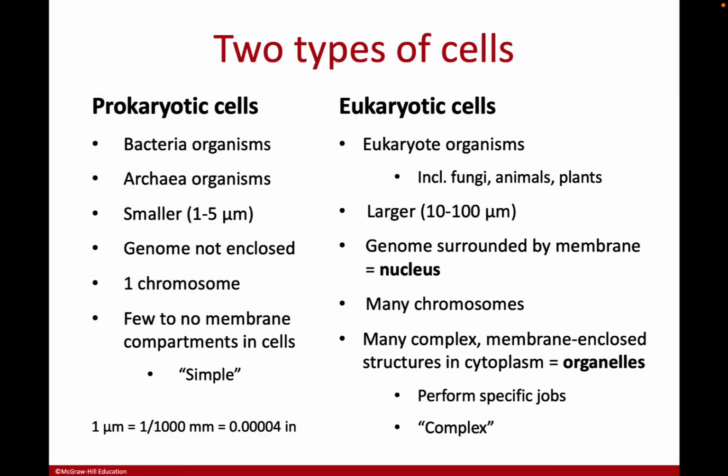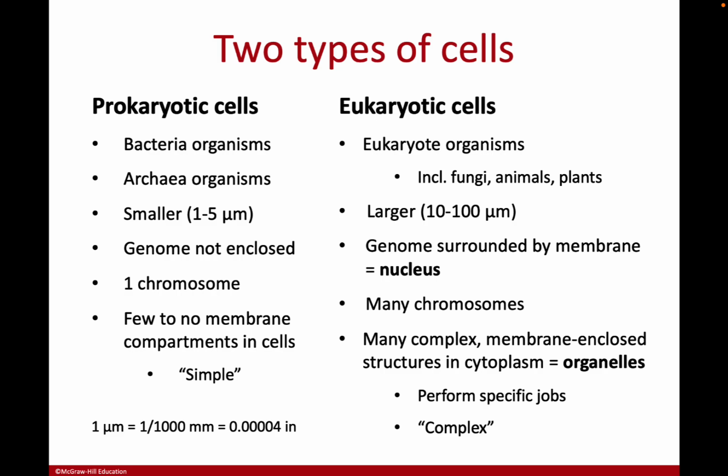This lecture covers the two main types of cells. First, we have prokaryotic cells. This name comes from pro, meaning before, like the word prototype, that's like the first or the before version of an actual product, and karyo, which is referring to the nucleus or the kernel of a cell. So this means before the nucleus.